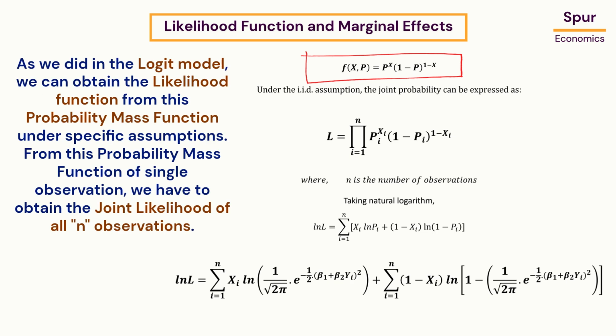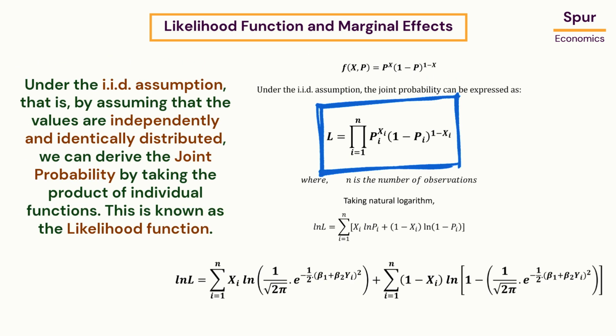As we did in the logit model, we can obtain the likelihood function from this probability mass function under specific assumptions. From this probability mass function of a single observation, we have to obtain the joint likelihood of all n observations. Under the IID assumption, that is, by assuming that the values are independently and identically distributed, we can derive the joint probability by taking the product of individual functions. This is known as the likelihood function.